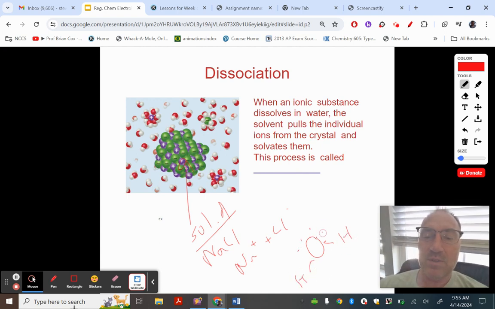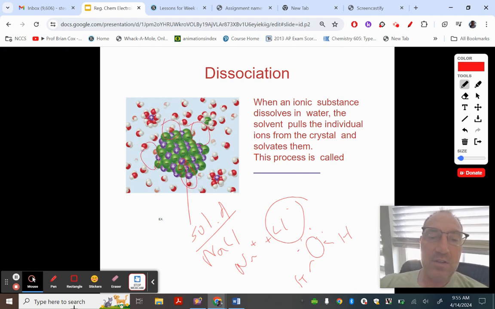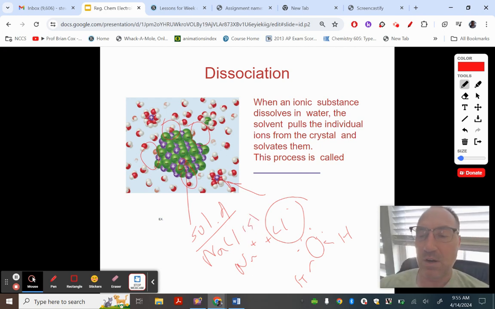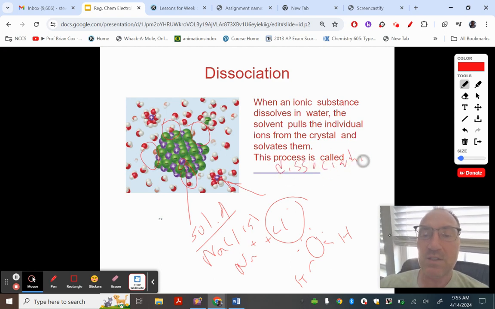So water comes in and starts to pick off little pieces of the salt, and then it surrounds them in a process called solvation. But regardless, it doesn't matter. This process of this ionic salt, this solid, breaking apart into ions is called dissociation. And dissociation is when you split apart into ions present.